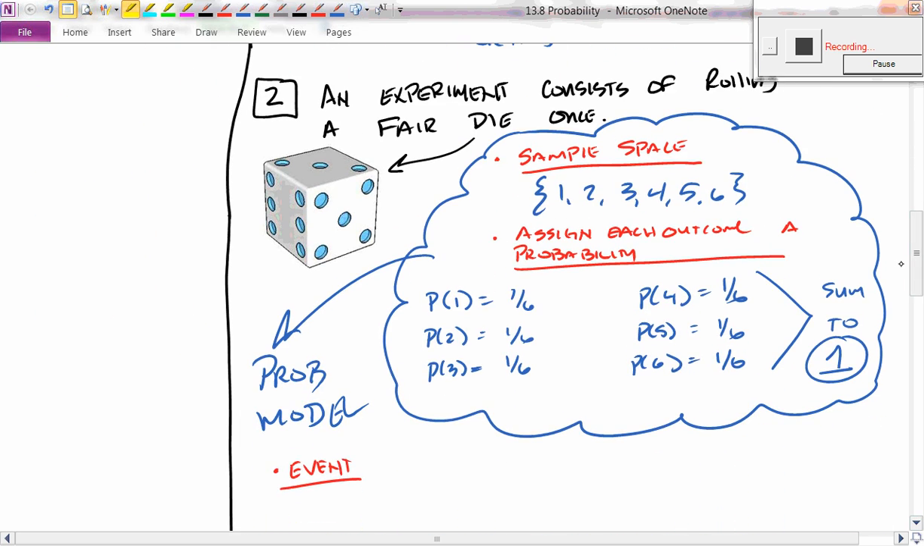Then we constructed a probability model for rolling a fair die one time. The sample space is 1, 2, 3, 4, 5, and 6, because each of those are equally likely, and those are all the possible outcomes of rolling a die, assuming we don't throw it up against a wall or something like that. If we assign each outcome a probability, the probability of getting a 1 is 1/6, probability of 2 is 1/6, probability of 3 is 1/6, and so on. If you add up all the probabilities, they sum to 1, and that's always going to be the case when you're creating a probability model. So probability is somewhere between 0 and 1. That's a probability model.